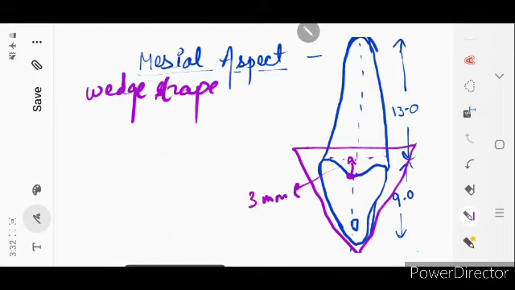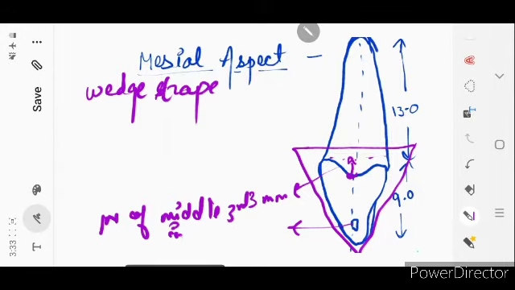Here the mesial contact lies mainly at the junction of the middle third and the incisal third. This is the incisal ridge, and on the mesial side towards the lingual side you can see a convex outline is formed, and there is less mesial curvature of the cervical line as compared to the maxillary central incisor.